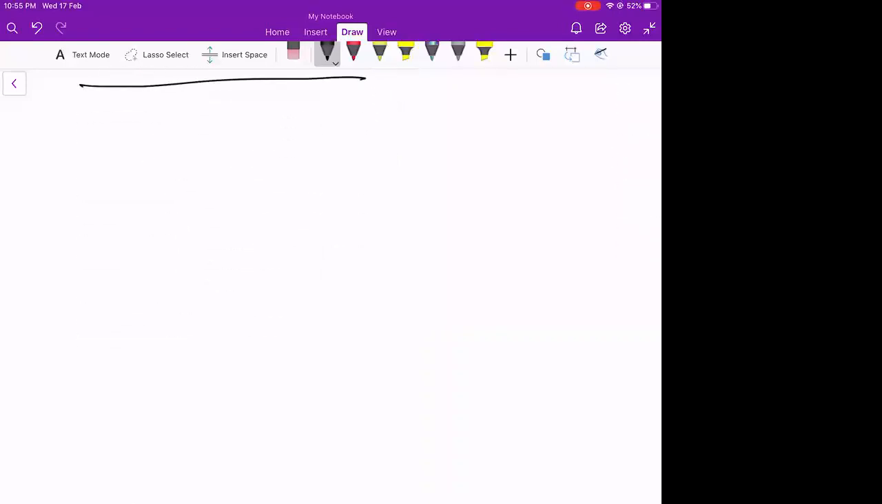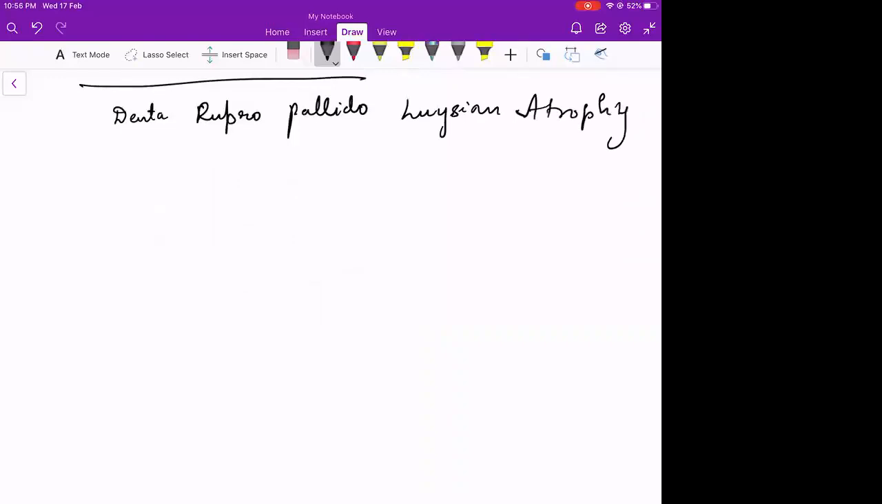Another ataxic disorder with polyglutamine accumulation is dentatorubropallidoluysian atrophy. So here the atrophin 1 gene is affected, and the patient will have CAG repeats here also. There is polyglutamine accumulation.